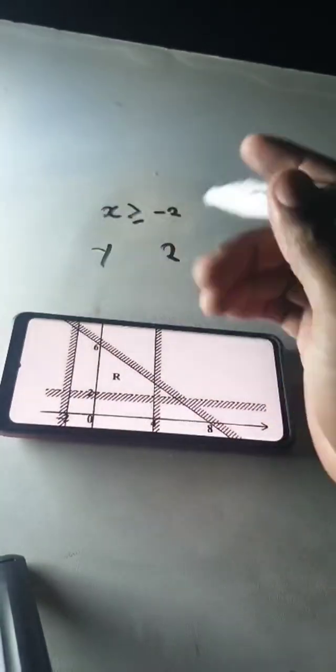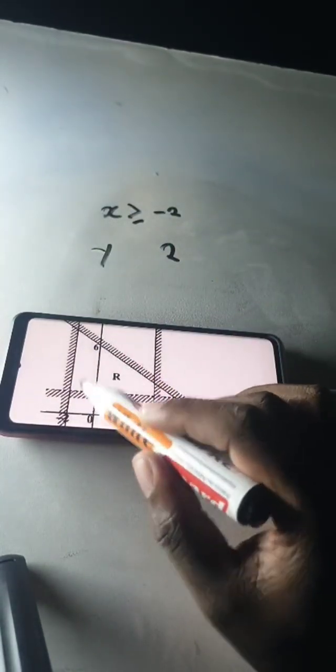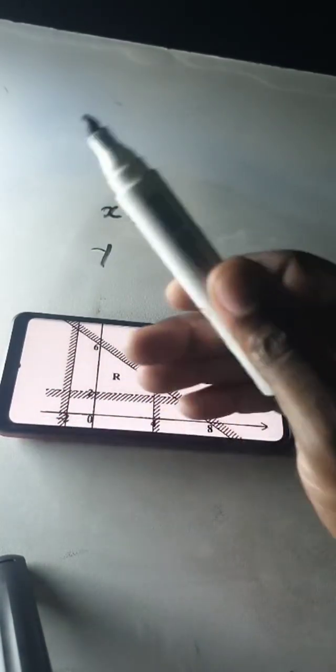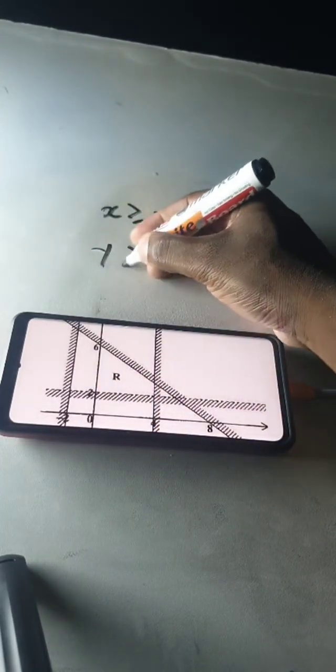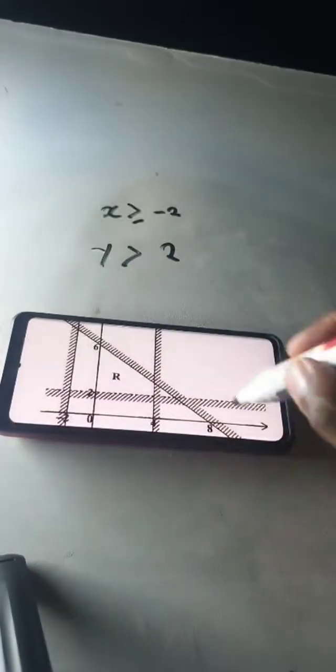But how did they shade? They shaded the down part. The down part is the less part, the up part is the greater part, just as 6 is greater than 2. So they shaded the down part, meaning that our answer is in the greater. So our y is greater than 2. Now, because our line is dotted, we are not going to put equal.